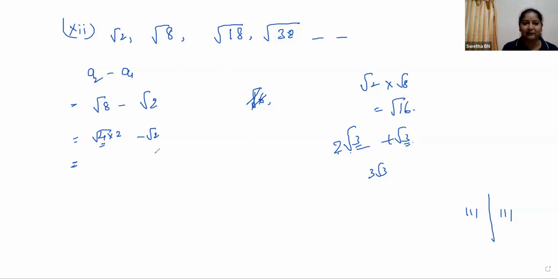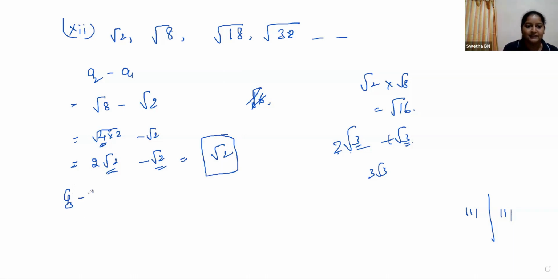That's why I'm bringing everything to root 2's. So root 8 can be written as root of 4 times 2. Now, what is the square root of 4? 2, ma'am. So 2 root 2 minus root 2. Panchami, are you getting? Now you can see the root 2 are the same. So 2 minus 1 is 1. Root 2 is the answer. Got it? Now, A3 minus A2.